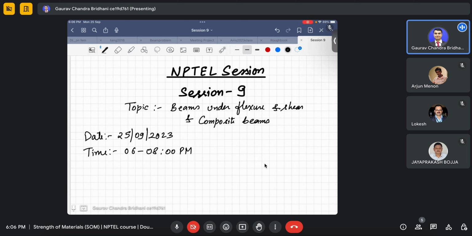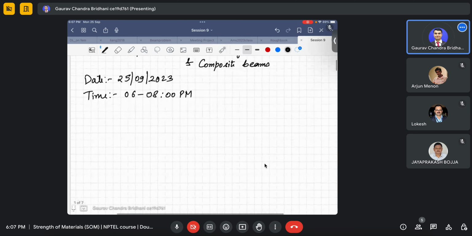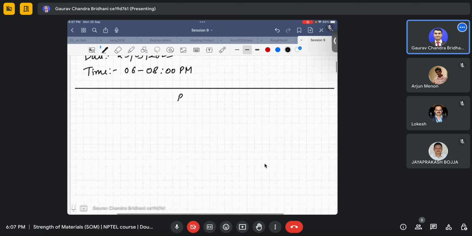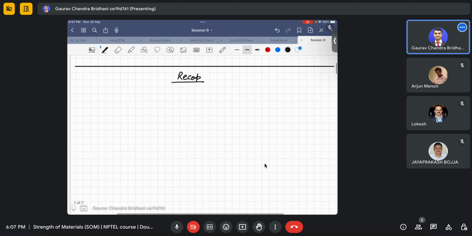First I'll try to recap the things, because it could be a little bit involved for you guys, the calculations and everything. I just wanted to recap the formulas and equations which we are going to use in today's session mostly. So I'll do a recap first and then we will go into the numerical problems. Let's do a recap. We had seen last time the famous flexure formula.